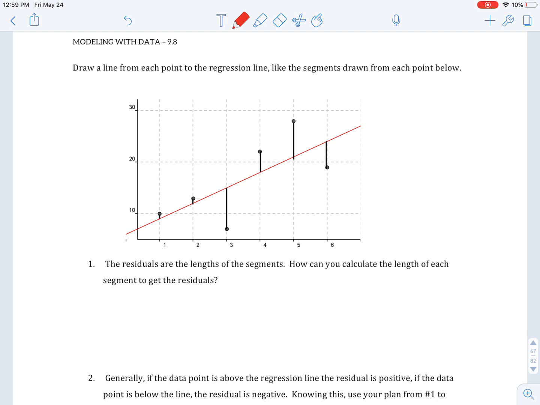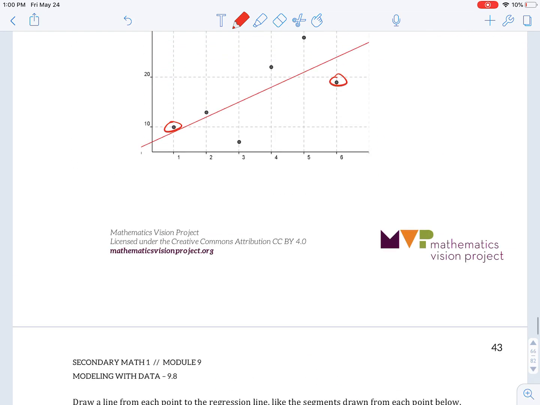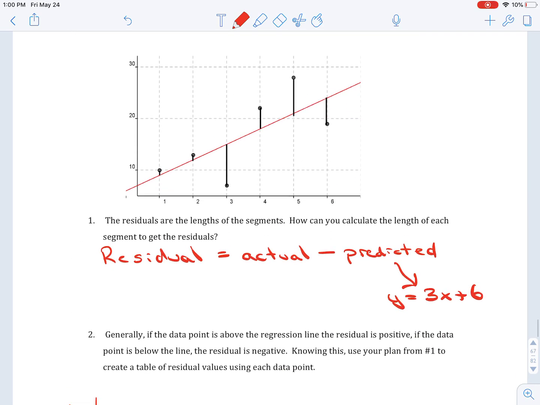Well, you probably picked this up from the video, but basically the residual is equal to the actual take away the predicted. So the predicted is y equals 3x plus 6. That was it, right? Yeah. Or, the line of best fit. The actual is your real data.